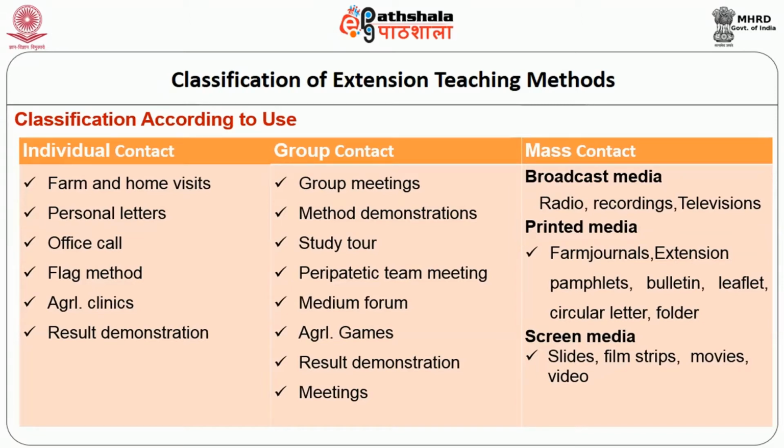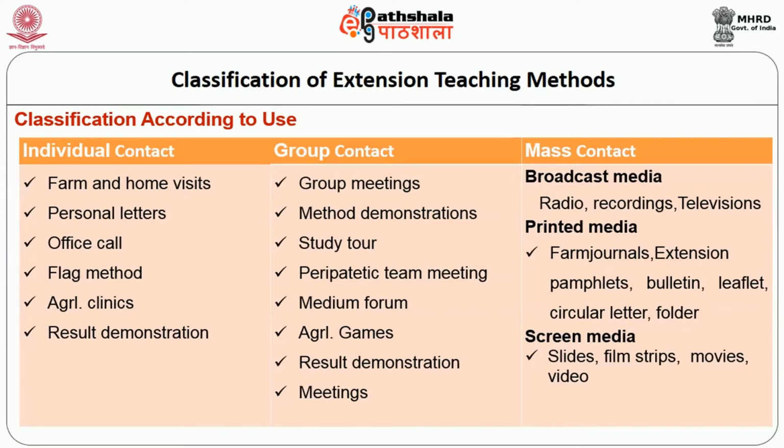examples which come under individual contact methods are farm and home visits, personal letters, office call, flag method, agri-clinics, result demonstrations. And those methods which fall under group contact methods are group meetings, method demonstrations, study tour, peripatetic team meeting, medium forum, agricultural games, result demonstrations, meetings.